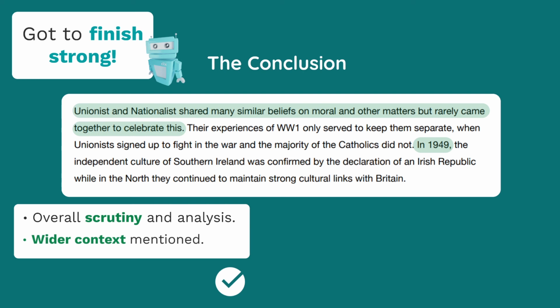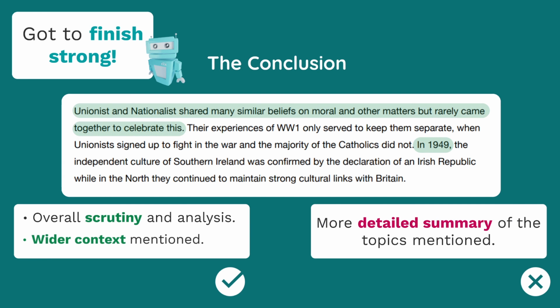They have mentioned the wider context. They've talked about 1949, which is outside of the dates mentioned, so they are aware of that. But I would like to see a more detailed summary of the topics mentioned in that scrutiny and analysis. So it says that the Unionists and Nationalists shared many similar beliefs. Give me an example of that as you had mentioned it in the essay. You know, that would just add a bit more oomph to this particular conclusion.